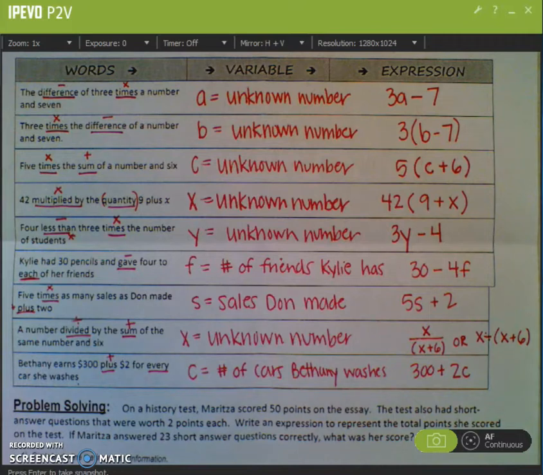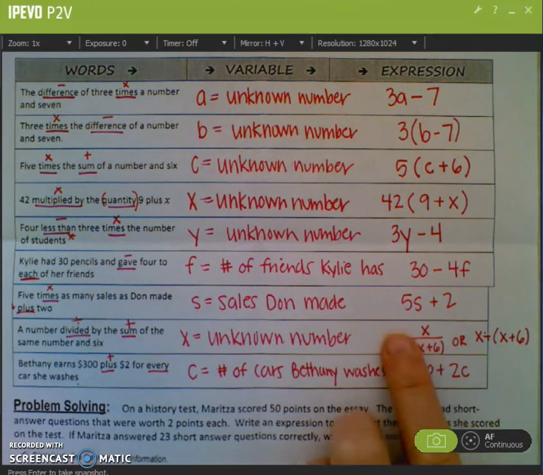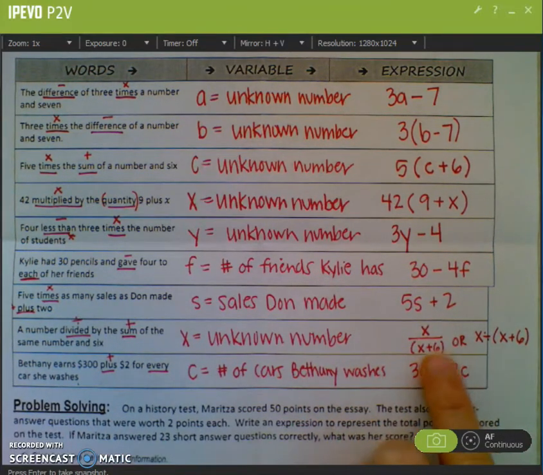On the next one, a number divided by the sum of the same number and 6. We've got an unknown number. We can pick any letter A through Z to represent it. x equals my unknown number here. And I've got x over the sum of x plus 6.